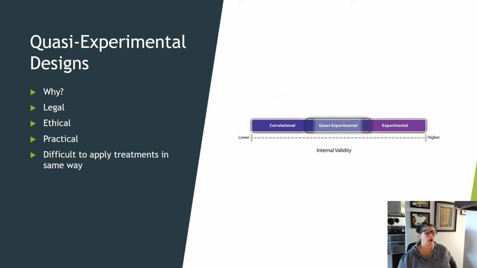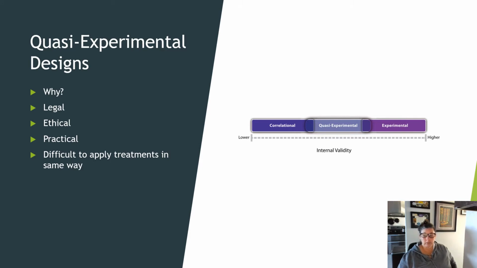So why do we do experimental designs or quasi-experimental designs? We kind of talked a little bit about this. So sometimes it's simply not legal to do a complete classic experimental design. It might not be ethical. Oftentimes it's not practical. So we talked about a couple different options in nonprofit organizations, in schools, in medical facilities. It is not always legal, ethical, or practical to do those.